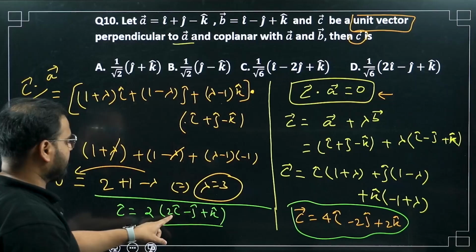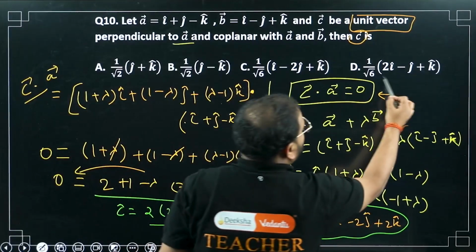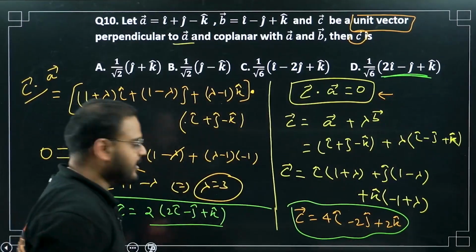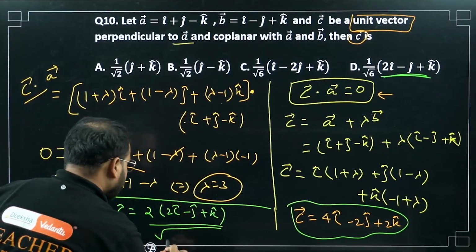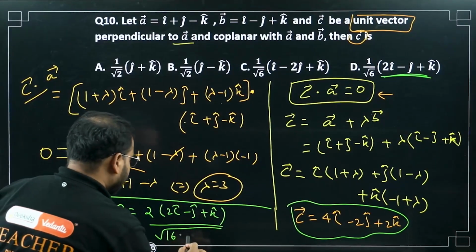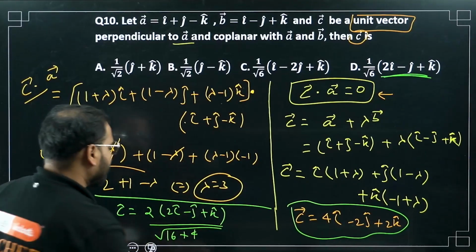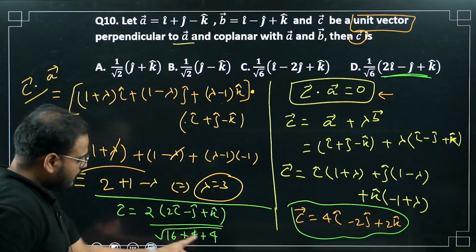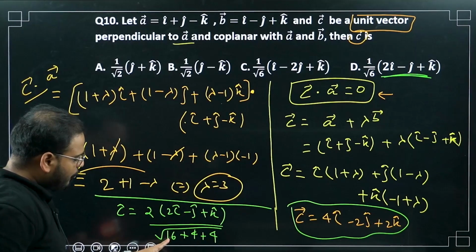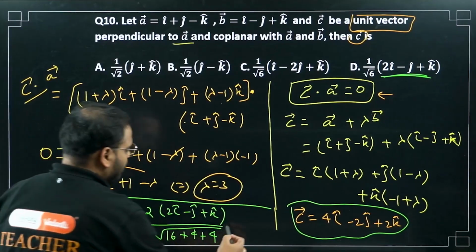Option number D is correct. Now take the magnitude part. 4 square is 16, minus 2 square is again 4, and 2 square is again 4. If you take 4 common, it will become 2 outside. You will have 4 here plus 1 and 1, right or not? So what is the answer?